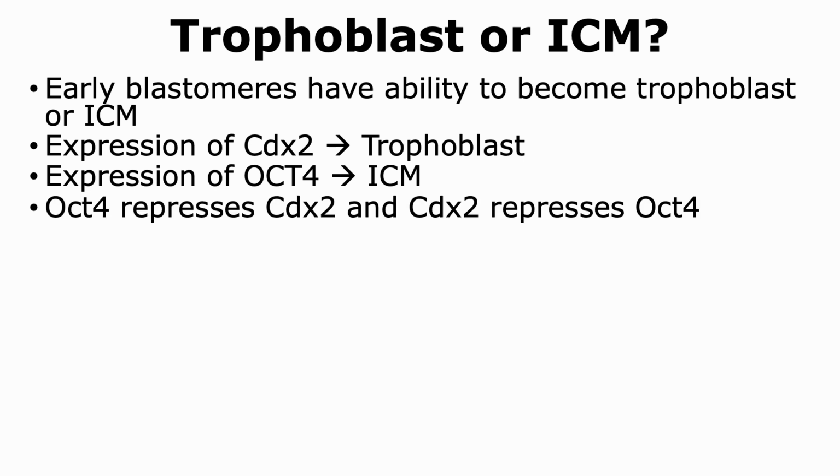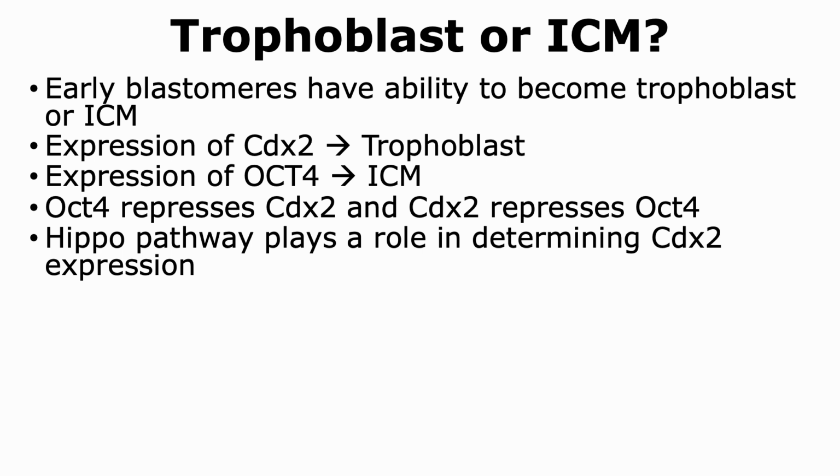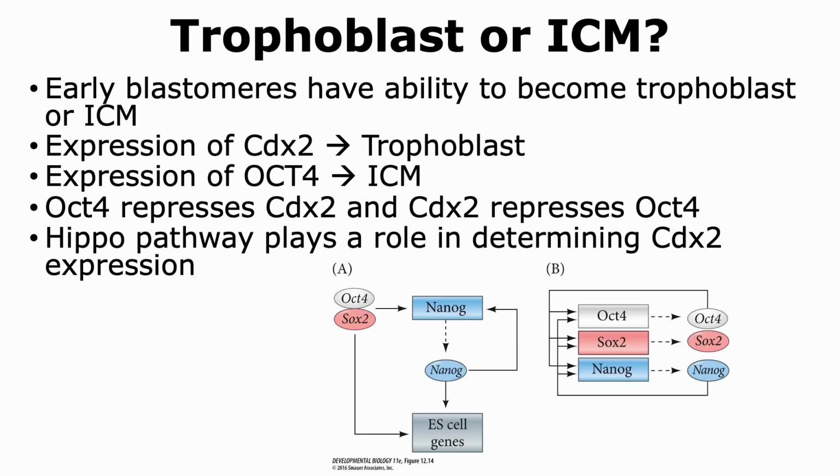Now, OCT4 represses the expression of CDX2, and CDX2 represses the expression of OCT4. Hence, if a cell is making CDX2, it is not expressing OCT4, and conversely, if a cell is expressing OCT4, it will not be expressing CDX2. This way, we can separate the trophoblast from the inner cell mass. Now, the Hippo pathway plays a role in determining CDX2 expression, and we will look at how this happens in the next slide. But before that, we can see that the inner cell mass forms all the cells of the embryo that I had told you before, and they are pluripotent.